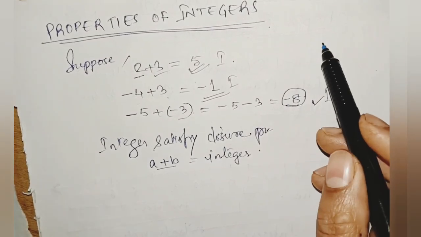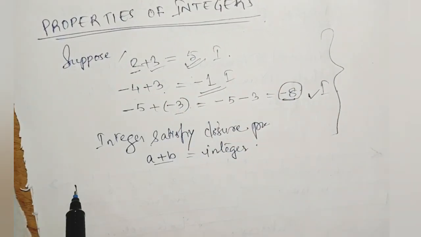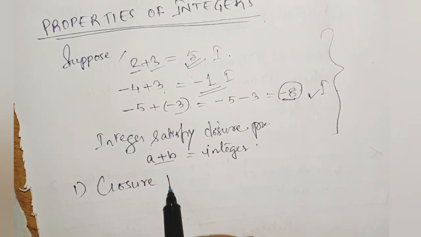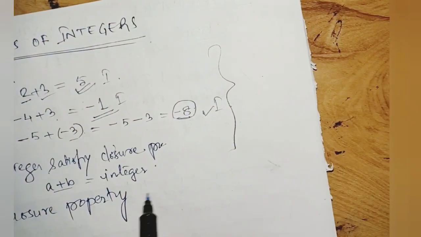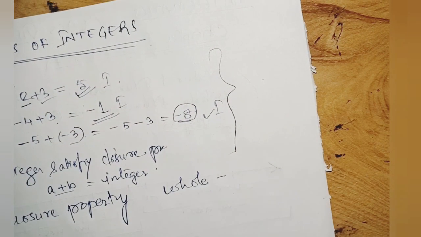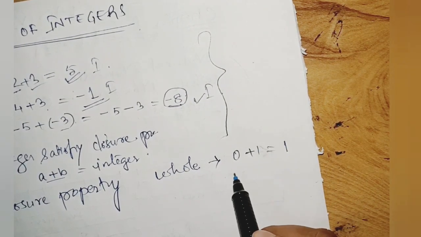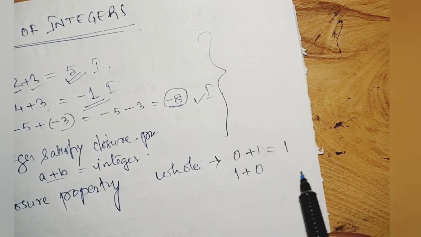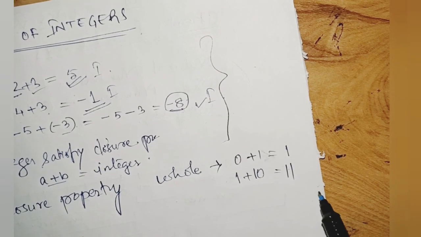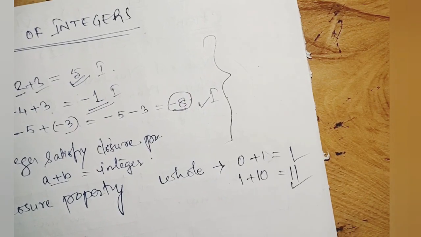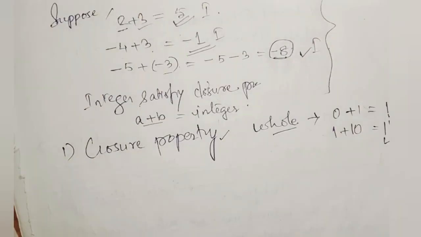And what do you say about the whole numbers? This closure property is satisfied by the integers. What about whole numbers? Let us check it now. For whole numbers also, take any whole number like 0 plus 1, which is 1. Let's take some other numbers: 1 plus 10 is 11. Again, we are getting a whole number itself. So the closure property is satisfied for whole numbers also.